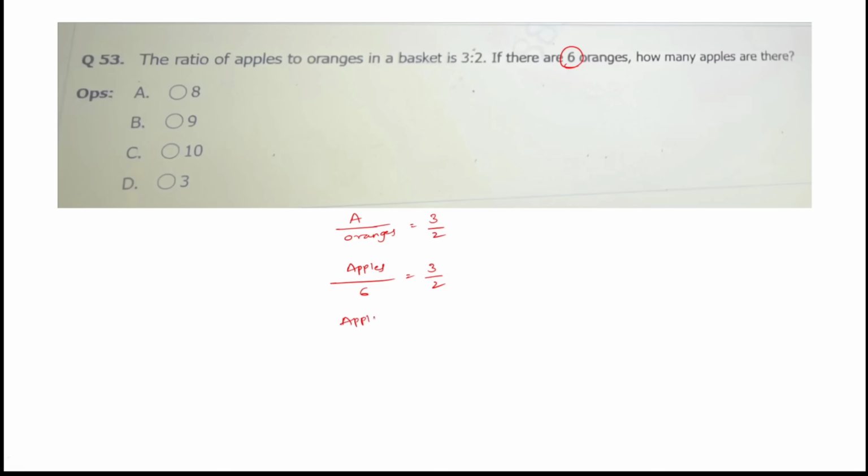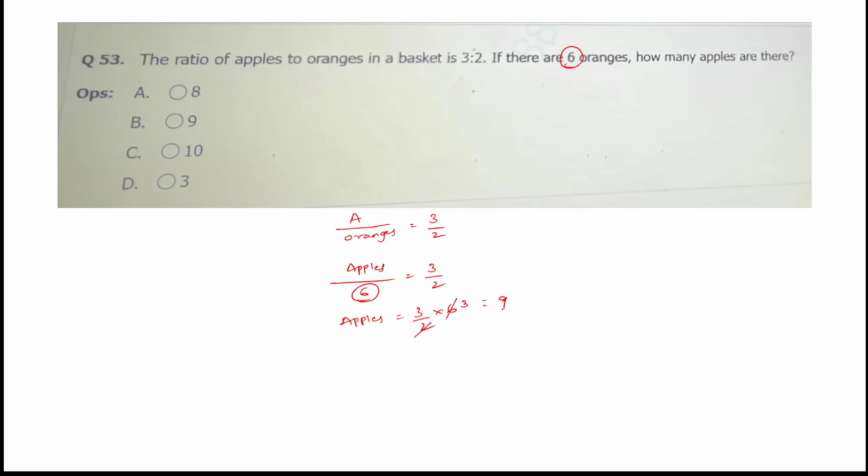So apples equals 3 by 2. Here 6 is dividing, so when it moves to the right side, it will be multiplied, so into 6. And in the 2 table, 6 will get cancelled 3 times. So 3 into 3 is 9.